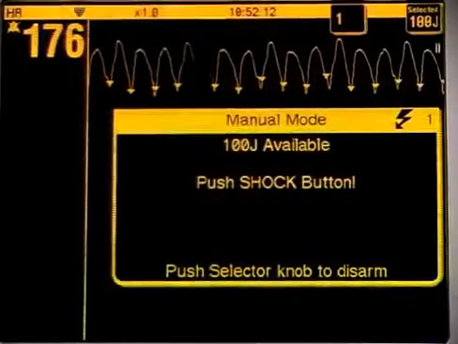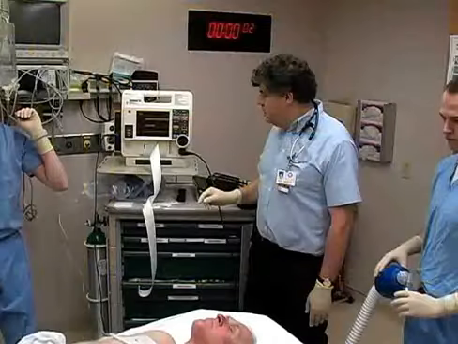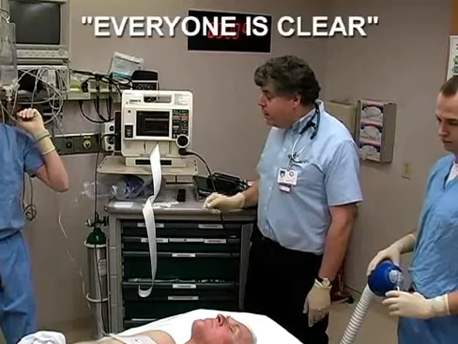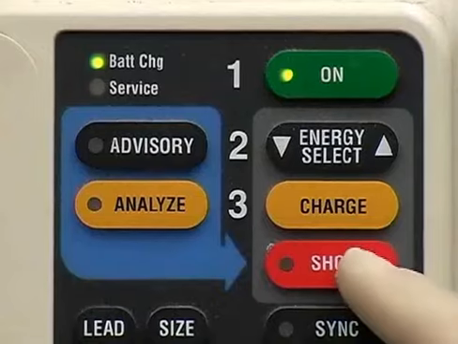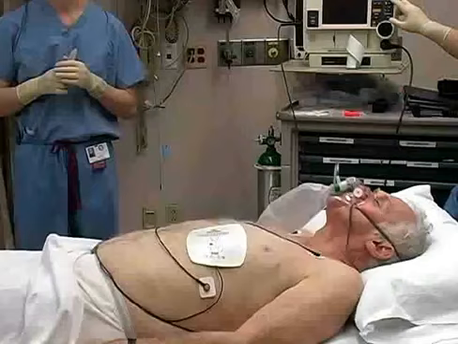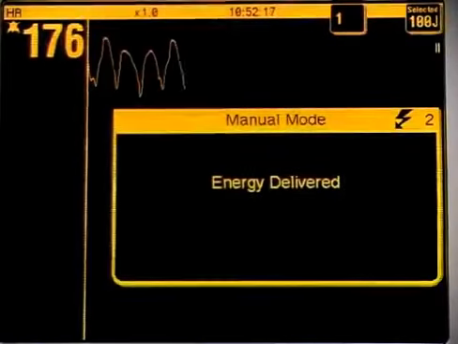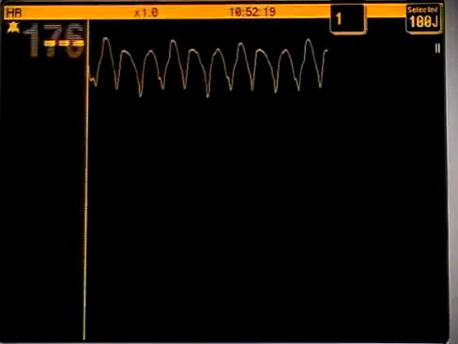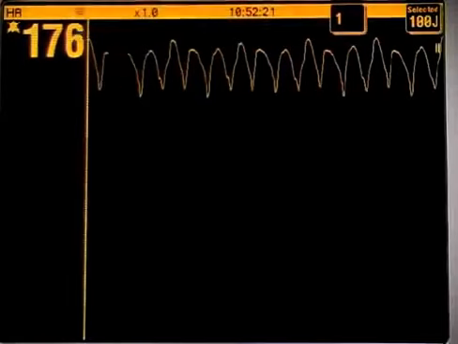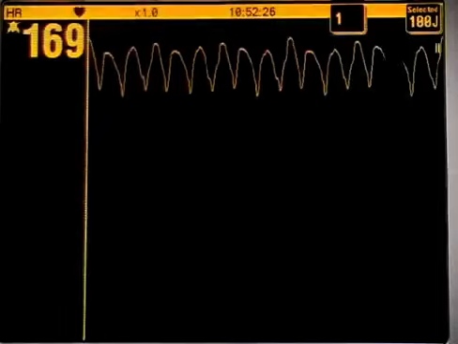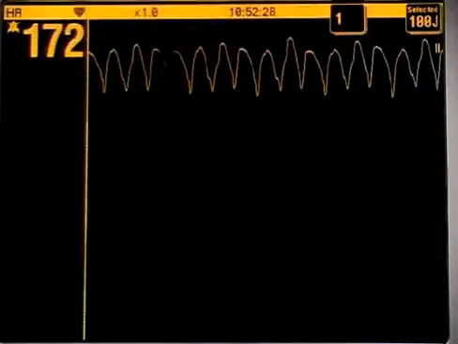Check that the other members of the resuscitation team are not touching the patient or stretcher and announce, "Everyone is clear." Then depress the shock button. After the machine discharges, check the resultant rhythm. If the tachydysrhythmia persists, prepare to cardiovert again, this time at a higher energy. Repeat the same sequence as used in the initial shock.